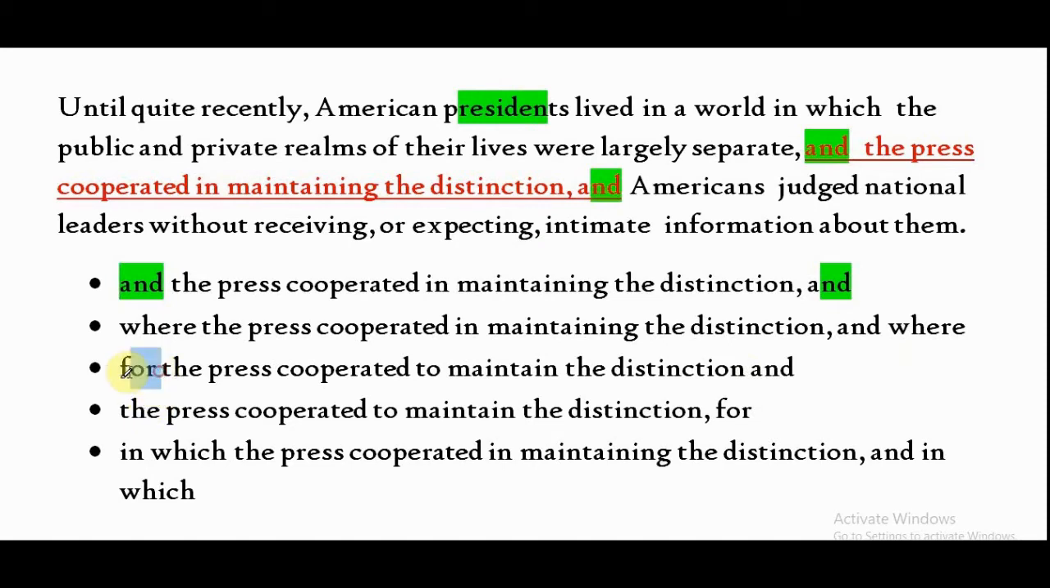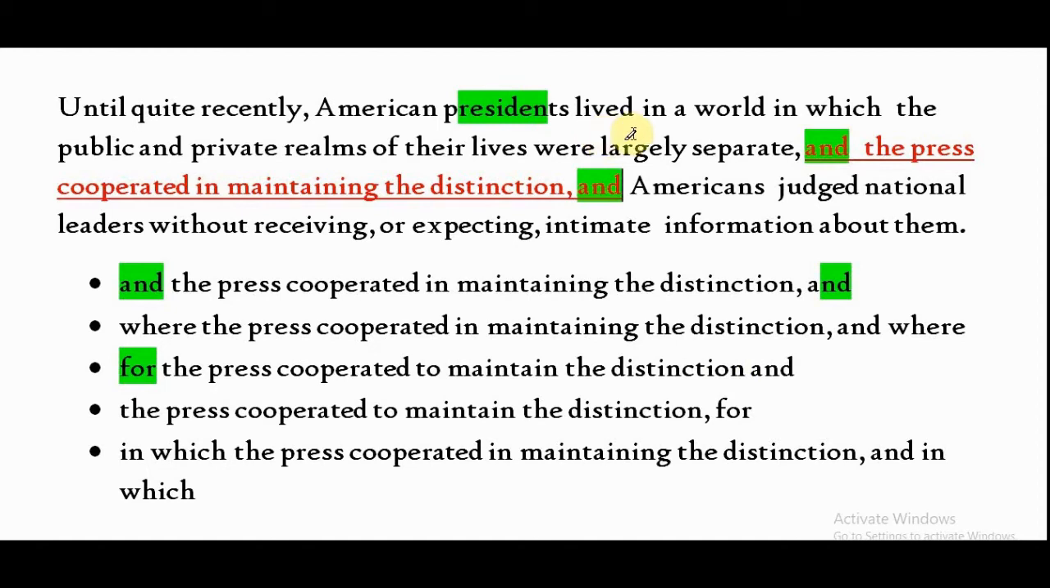The phrase "for" means press cooperated, another conjunction does not make any sense, because the sense will be in a world in which the public and private realms of their lives were largely separate, because the press cooperated. So no logic. The last conjunction cannot be "for", right? Because "for" is used only for two entities. So ultimately there is no sense.